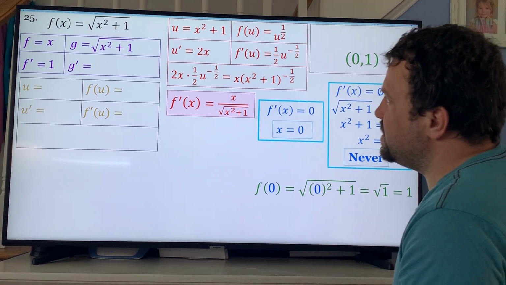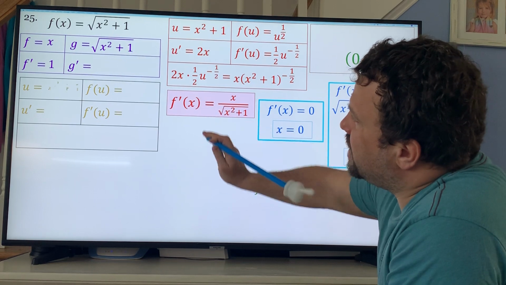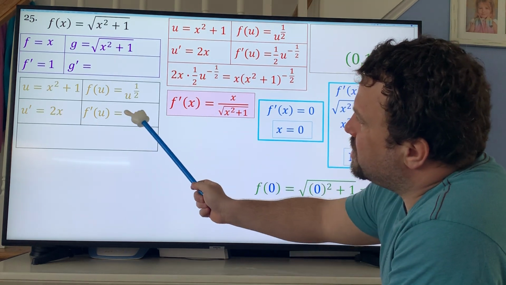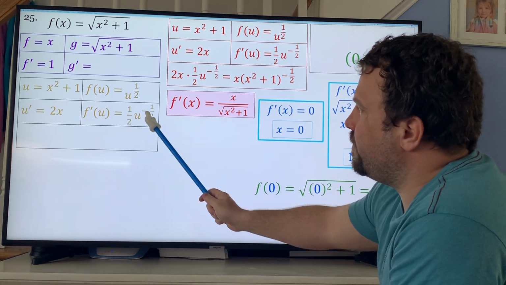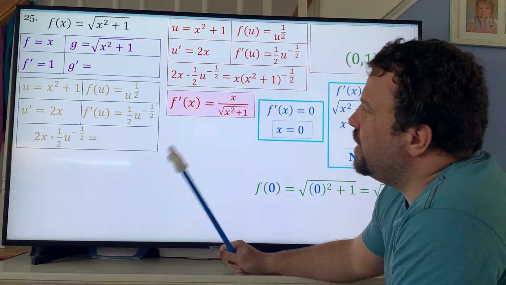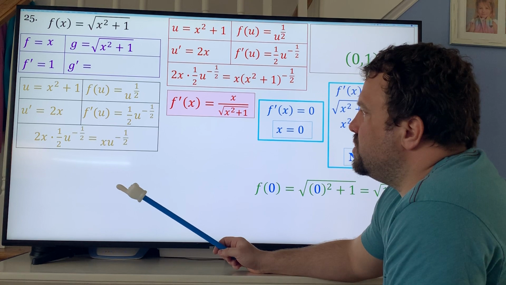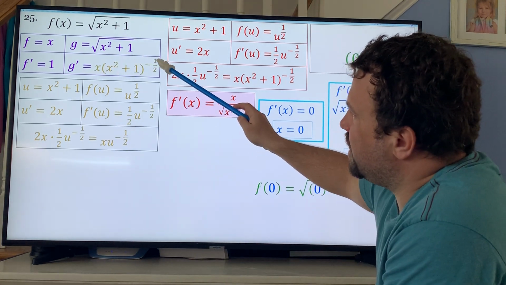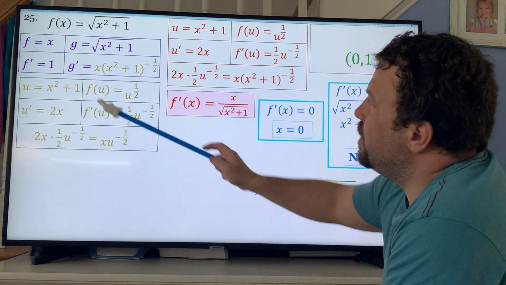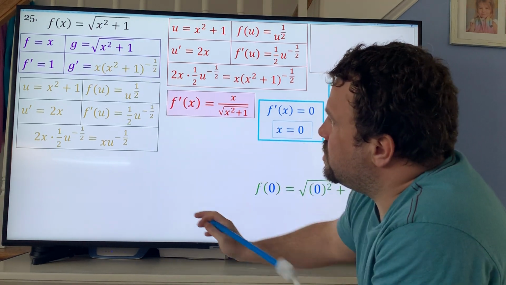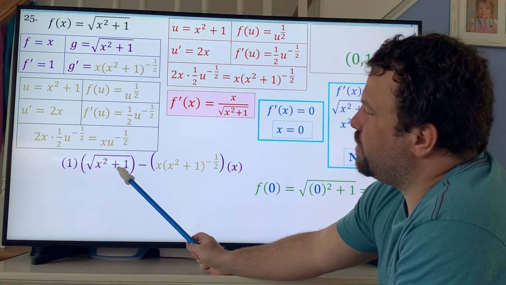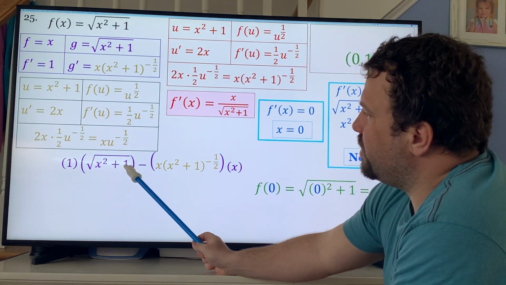Way to end the lesson, right? All right, so u is the inside, x squared plus 1. F of u is u to the 1/2. 2x, 1/2 u to the negative 1/2. Multiply those two. Half of 2x is x, u to the negative 1/2. So it's x times x squared plus 1 to the negative 1/2. Multiply through. You get 1 times the square root of this, which is just x squared plus 1 to the 1/2. You can leave it like that if you want.